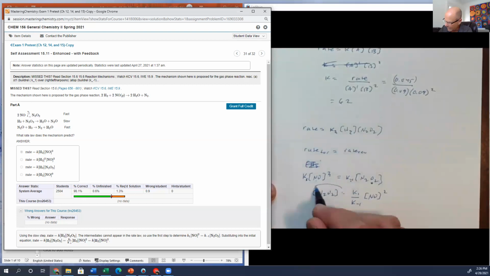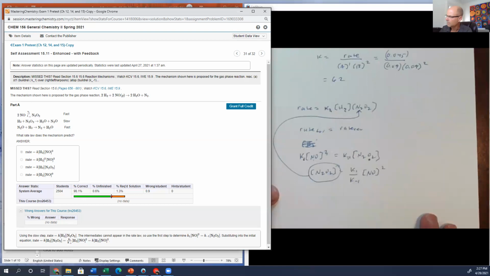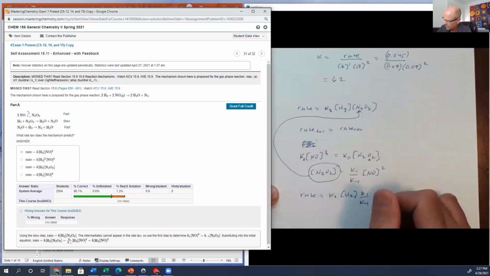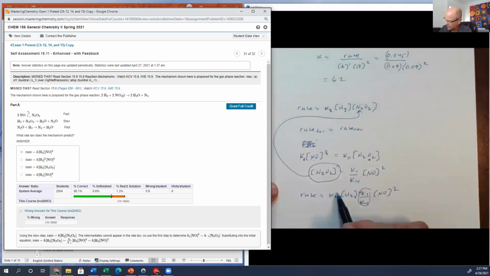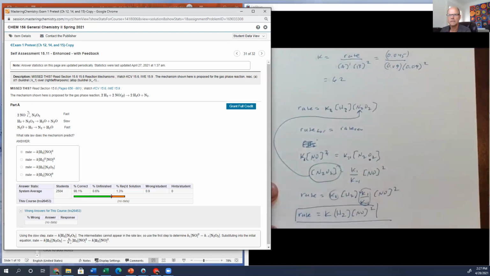Right? Then I could take that and plug it into there. Right? And if I do that, I get the rate is equal to K2 times H2 times K1 over K minus 1 times the quantity NO squared. And then all these K's can basically be lumped into one K. So you get K times H2 concentration times NO squared concentration. So that's the rate law that's predicted by that mechanism.